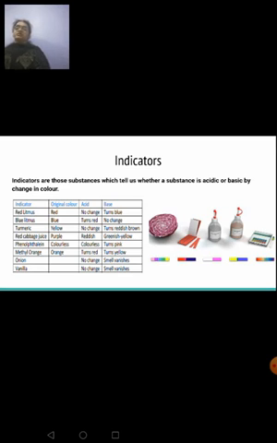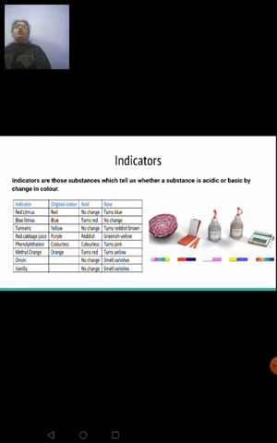Phenolphthalein is a colorless solution. When it is used to test the nature of a substance, if the substance is acidic, the colorless phenolphthalein will remain the same. It will not undergo any color change. Whereas if the substance is a base, the phenolphthalein will turn pink. Remember this: phenolphthalein is an indicator which is colorless by nature. If the substance is acidic, it will remain as it is. If the substance is a base, it will turn pinkish in color.